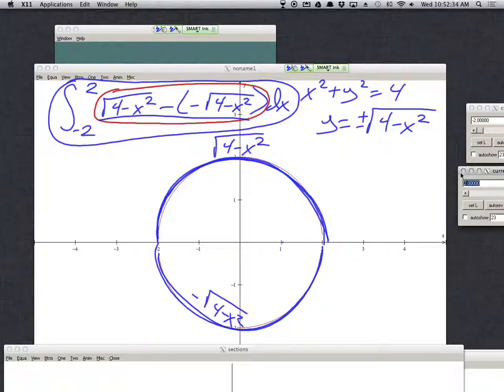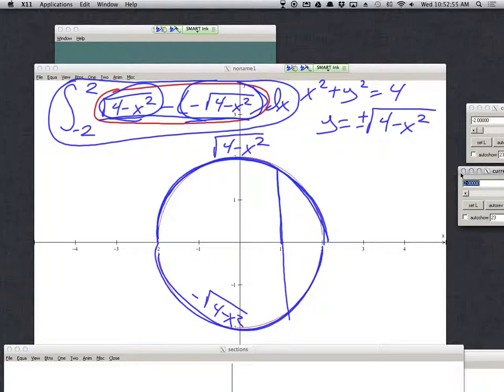What does this part represent? The top part of the circle. What does this part represent? The bottom part of the circle. So if I plug 1 in there, what does the top minus the bottom give me? Doesn't it give me the distance from the top to the bottom at 1?